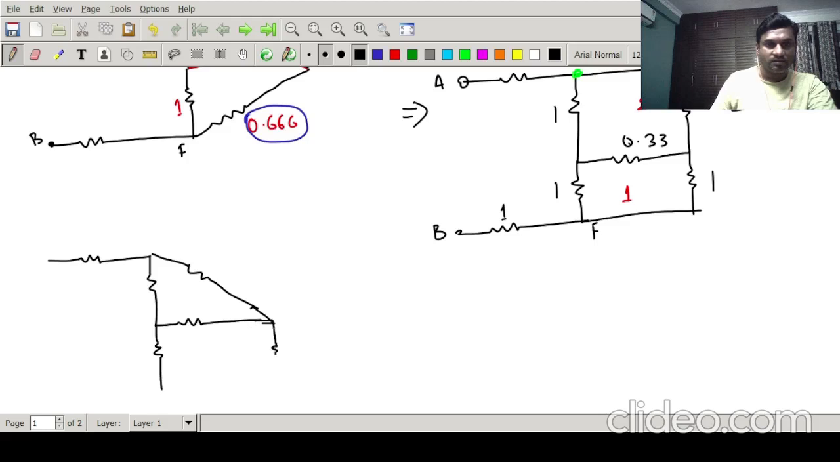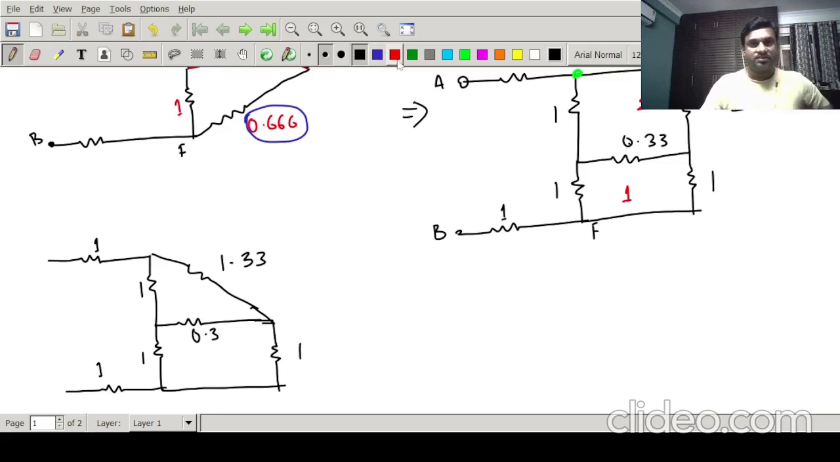You can see here this is your 1, this is 1. So already I wrote this is 1.33, this is 1, this is 0.33, this is 1, and this is 1. So now I will break this delta to star. I will break like this. Let this be resistance small a, this is resistance small b, and this is resistance small c.